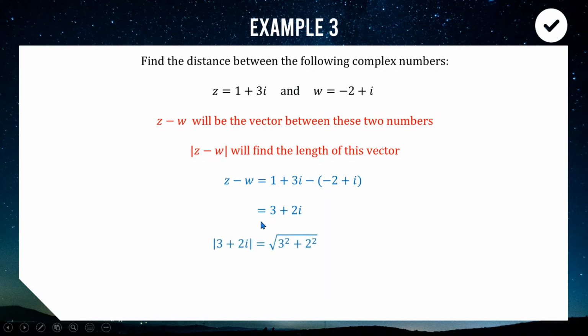Now we're just going to find the length of this number by finding the modulus. Okay, so we take the real part and the imaginary part, we square them and we add them together. Okay, so keep in mind, we're not squaring 2i, we're just squaring 2. Okay, we're doing Pythagoras, not some weird imaginary thing. All right, we get 9 plus 4, so we get 13. So our answer is square root 13. So these 2 complex numbers are root 13 units apart on the Argand diagram.